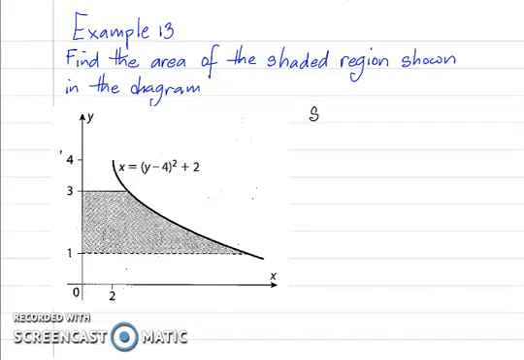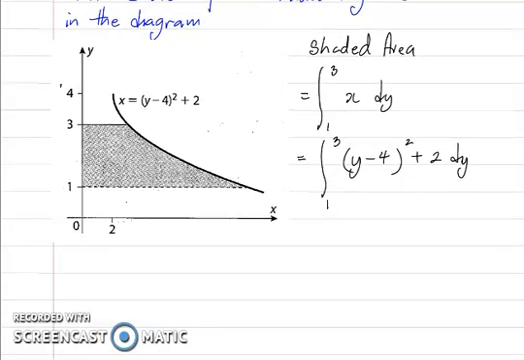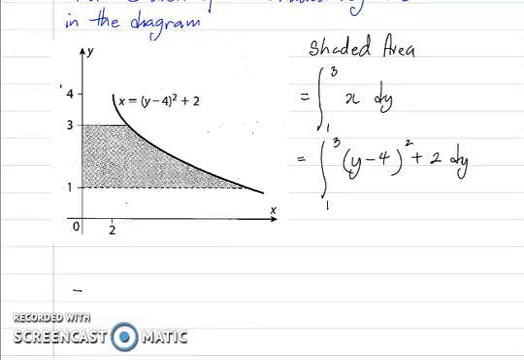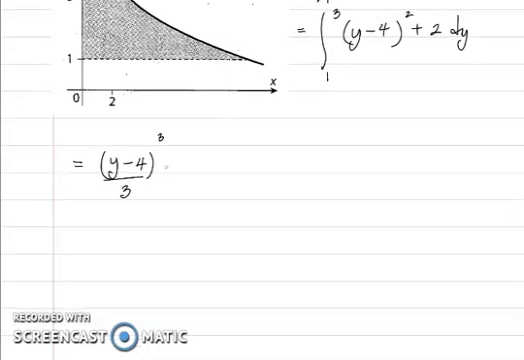So this shaded area would be equal to the integral from 1 to 3 of x dy. And this would be equal to the integral from 1 to 3 of (y minus 4) squared plus 2, and we're integrating the entire thing with respect to y. So that's a linear factor. To integrate, my answer is going to be equal to (y minus 4) raised to the third power, so we increase the power by 1 and then divide by the new power, which is 3, plus 2y. If we integrate 2 with respect to y, you get 2y. And this is within the limits from 1 to 3.